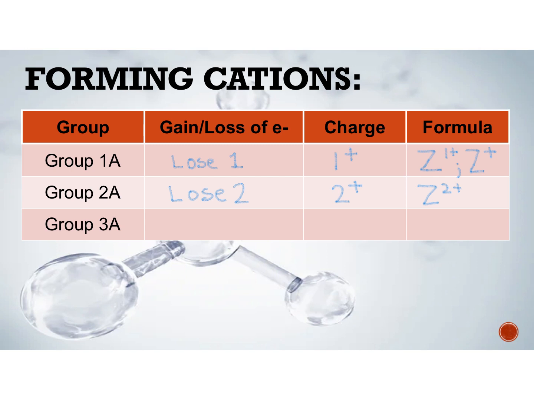All right, I'm sure you can figure out group 3A on your own. They're going to lose 3 because they have 3 valence electrons, and they are losers. That means they're going to have 3 additional protons compared to electrons, giving a 3 plus charge. And the formula will be the chemical symbol followed by a 3 plus. All right, that is the trend for forming cations that we're going to be utilizing in class next time.